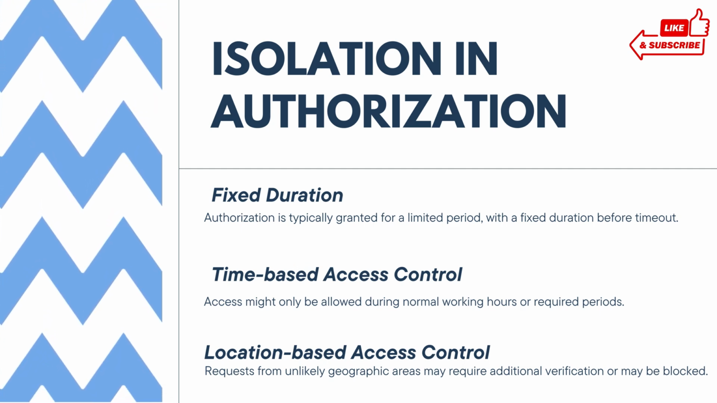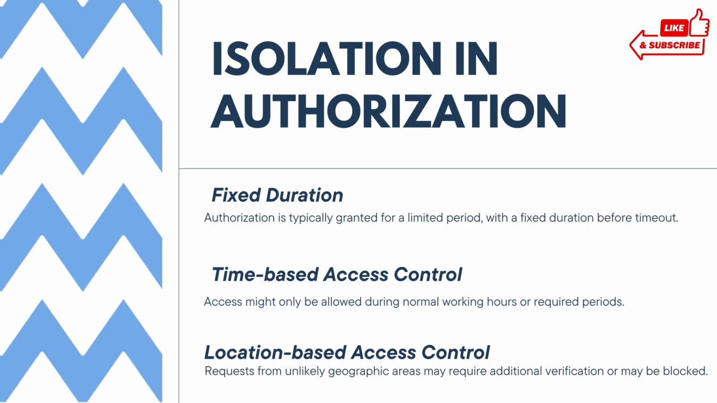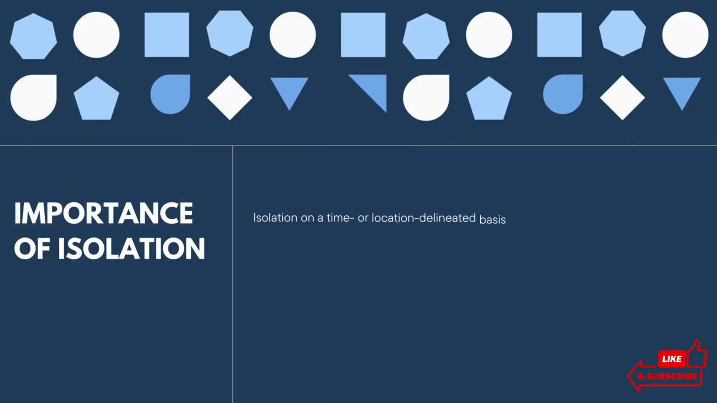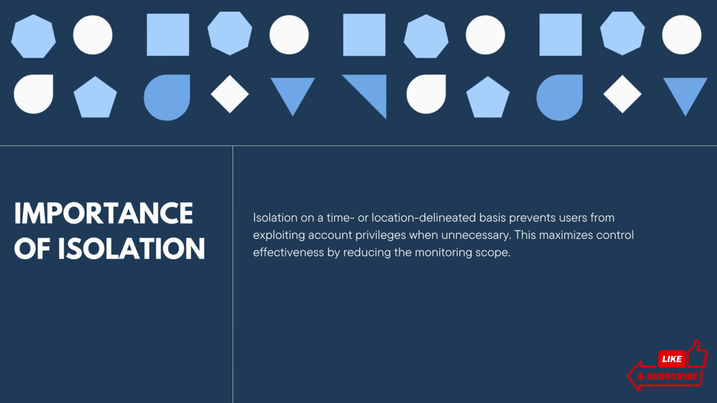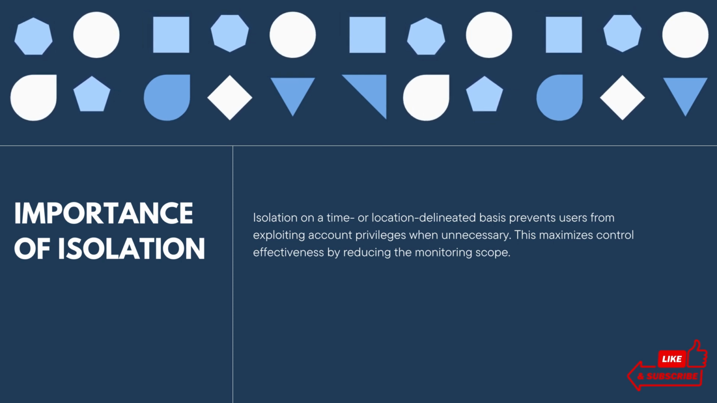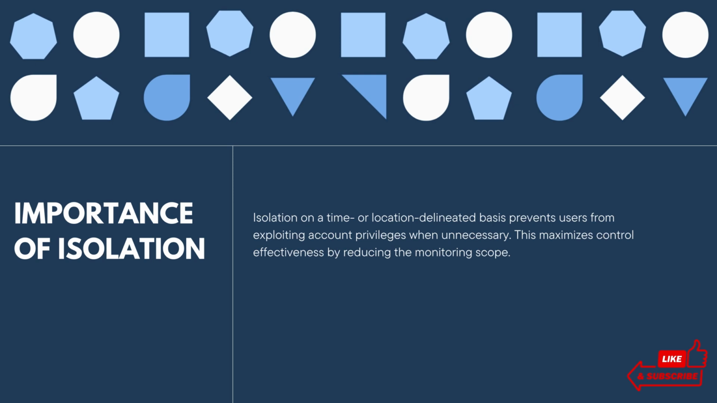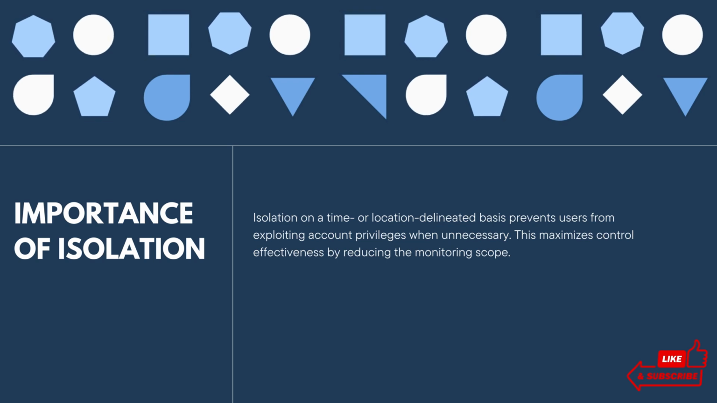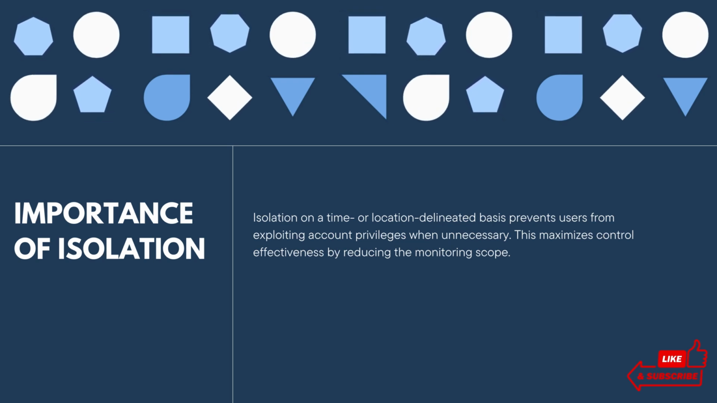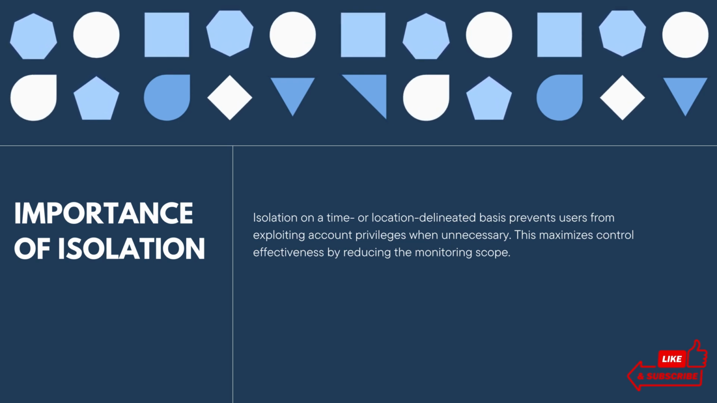Okay, so we've got isolation locking things down by time and place. But why does it matter? Buckle up, because this is where it gets really good. Isolation isn't just a fancy trick, it's a security superpower. Here's the deal. By setting those time limits or location rules we just talked about, you're stopping users from messing with their account privileges when they don't need to.